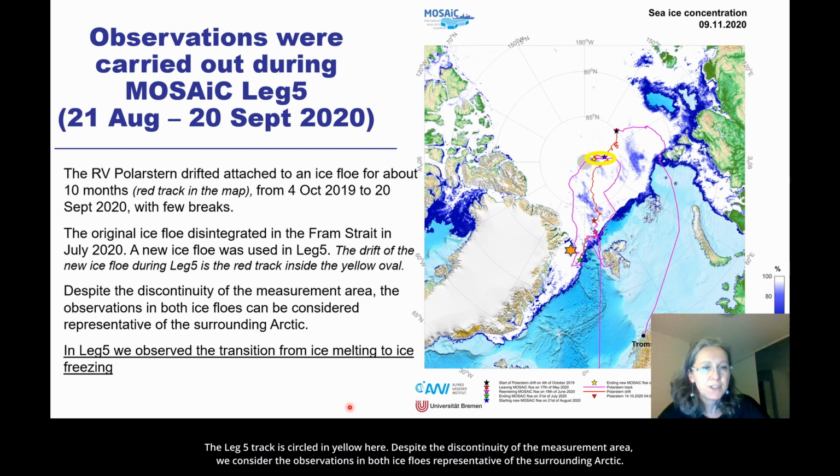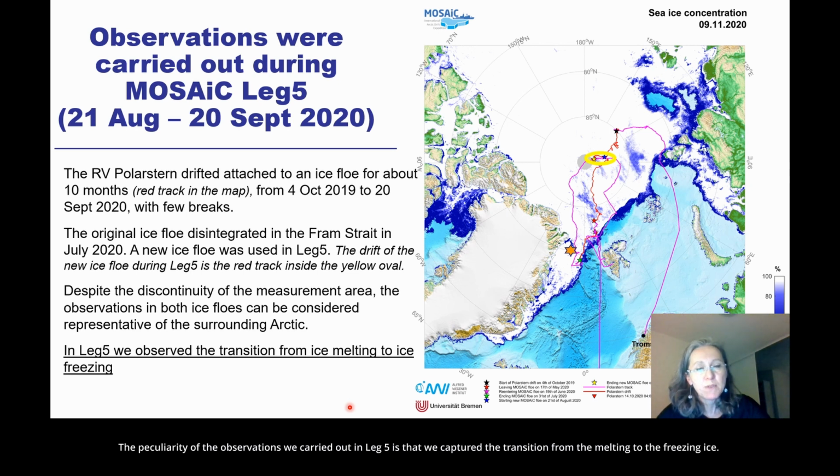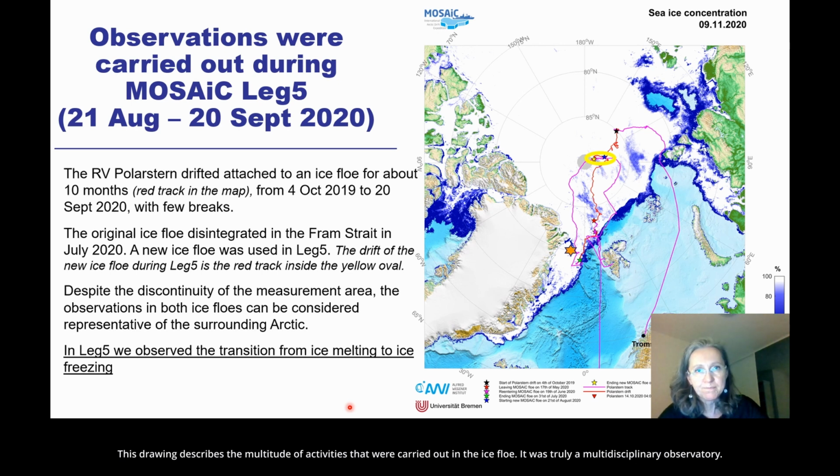Despite the discontinuity of the measurement area, we consider the observations in both ice floes representative of the surrounding Arctic. And the peculiarity of the observations we carried out in leg 5 is that we capture the transition from the melting to the freezing ice.